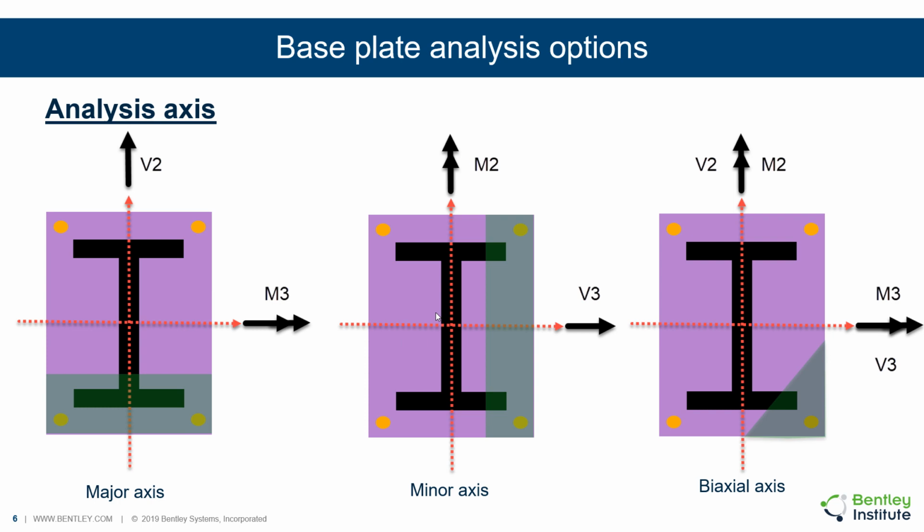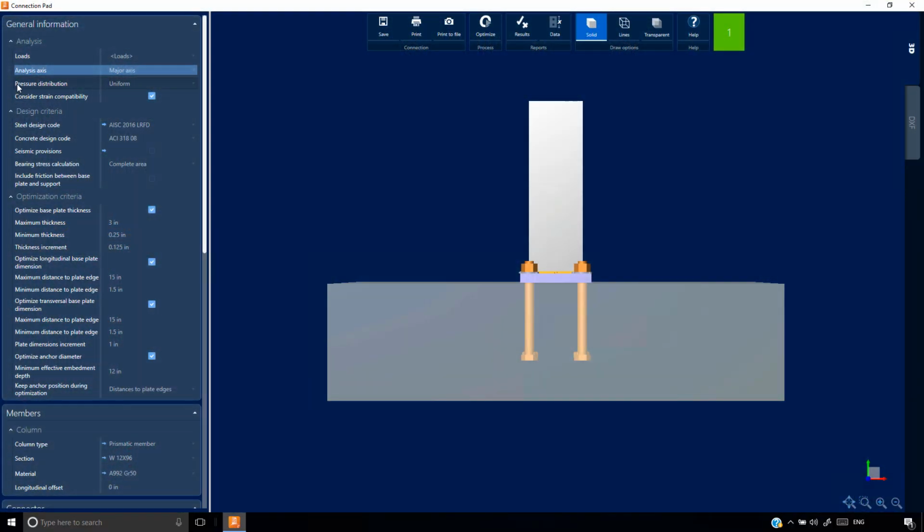And finally, we have the biaxial analysis, where the axial is considered with both moments together, showing a more realistic plate behavior. The AISC Design Guide 1 provides some equations to determine the bearing length and the tension at the anchors for uniaxial analysis. Then we have the pressure distribution, which could be uniform or triangular. And finally, we have the strain compatibility option.